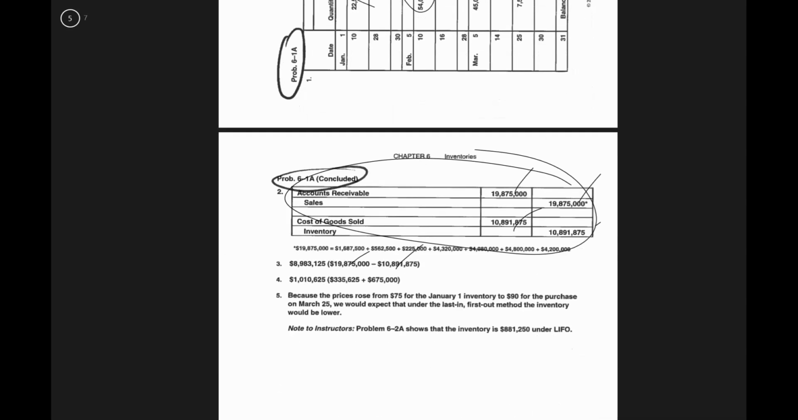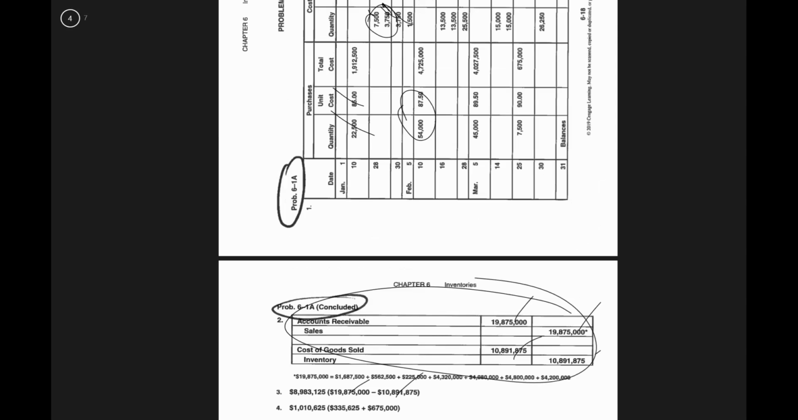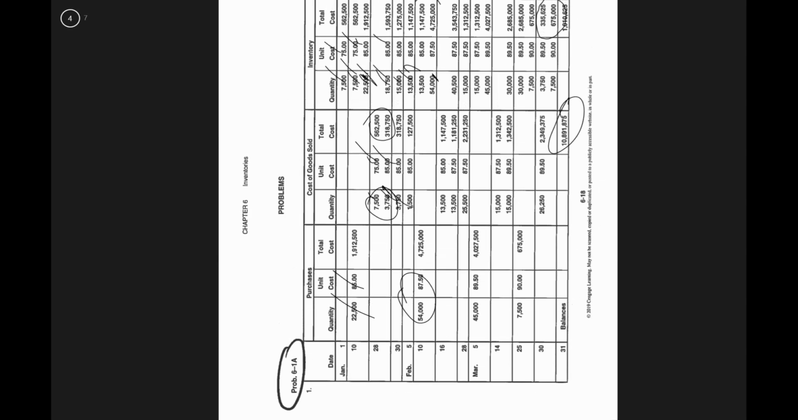Based upon the preceding data, this is number 5, would you expect the ending inventory using last in, first out to be higher or lower? Last in are your first out. Well, if you look here, we started off with 75 bucks per unit. It gets all the way up to about 90 bucks per unit. So the last ones in would be the first ones out. So your ending inventory is going to be based on older numbers. So it should be lower.